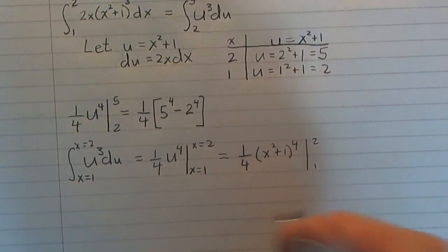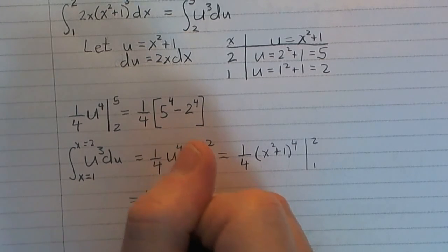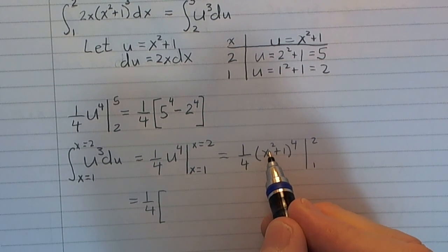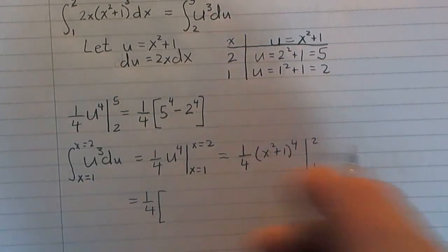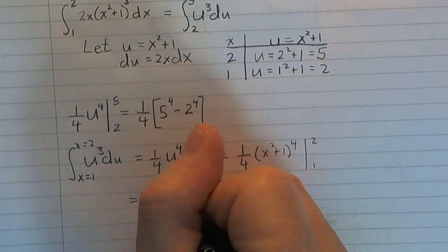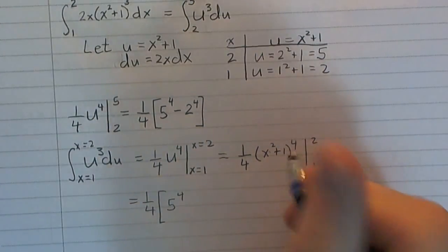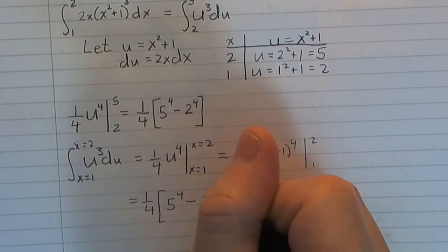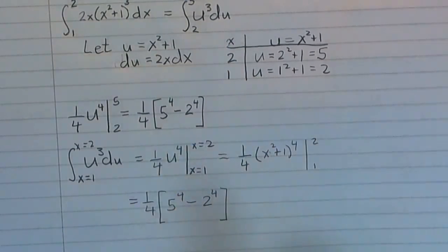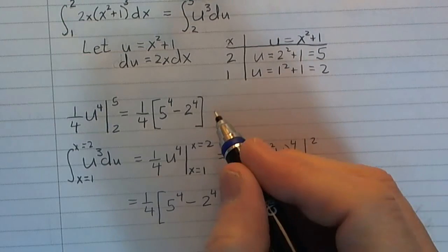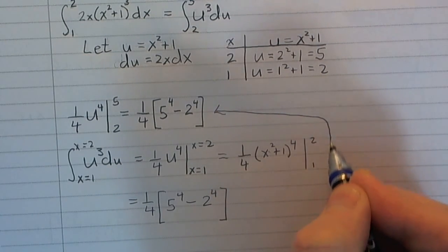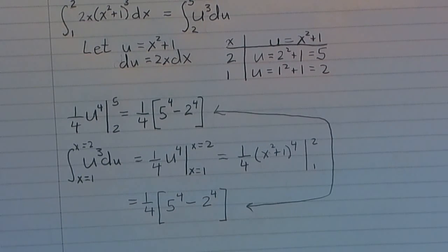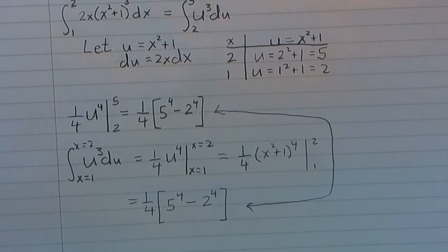And if you put that in, look what you get. You have 1/4. Now, if I put in a 2 here for x, I get 2 squared plus 1, that's 5. Minus, if I put in a 1, I get a 2. Now notice that these two turn out the same way. There's just two options that you can use.